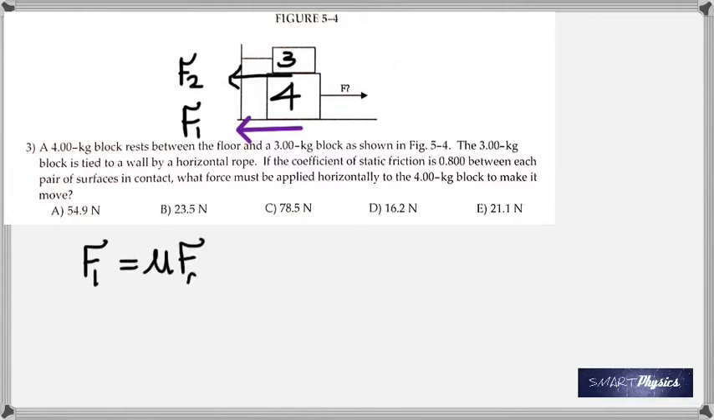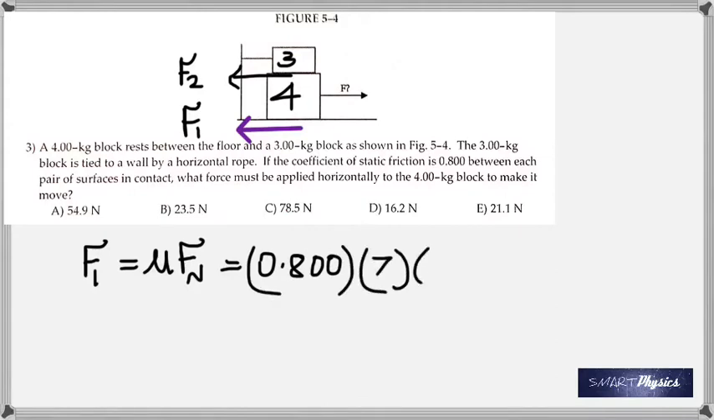I call them F1 and F2. So F1 is mu times Fn. What's Fn here? Fn is the normal reaction, and it's going to be the total weight of the two boxes. Because at this point you have weight of 7 kilograms acting, so you're going to say 0.8 times 7 times 9.8.